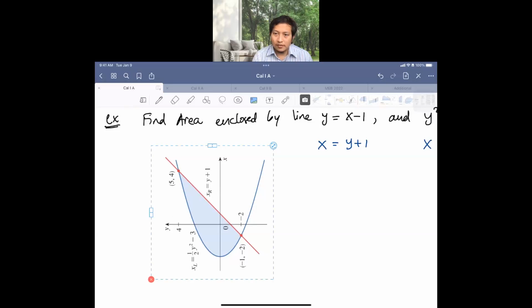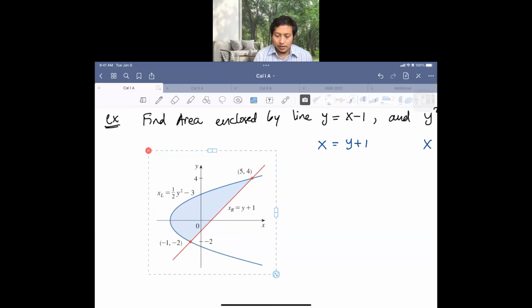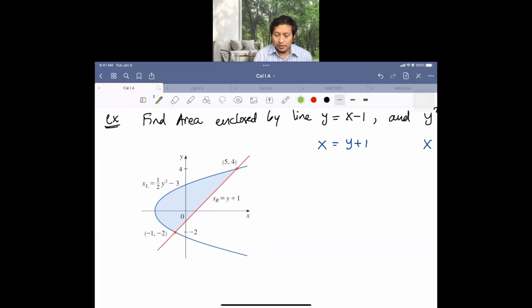Okay. So if you can see it before I rotate, then it's good for you. But if not, the best way to look at it is to rotate and see that the function on the top minus the function on the bottom. That's always the case for area between curves. Okay. So let me put it back to the original position. So it means that we are going to have area equal to xr minus xl.